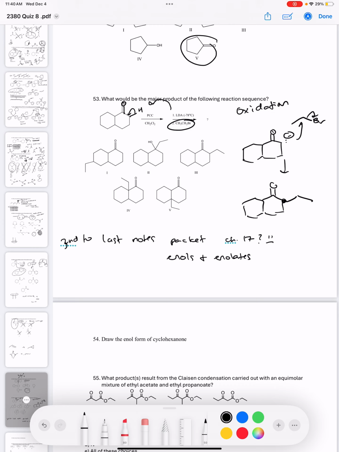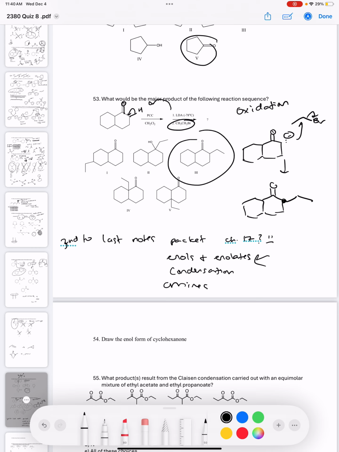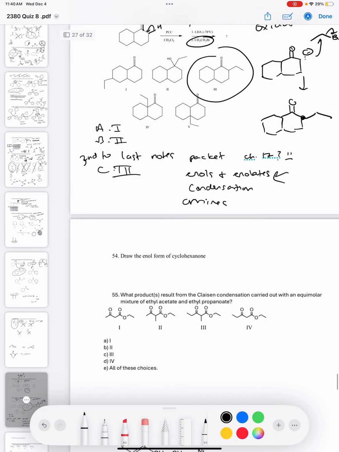So first we did enols and enolates, and then we did condensation reactions, and then we did amines. And so we talked about this one in the enols and enolates chapter. So the right answer for that one would be C. And if this happens on your final, where it's just like these, that would be A is 1, B is 2, C is 3, so you know what to bubble in.